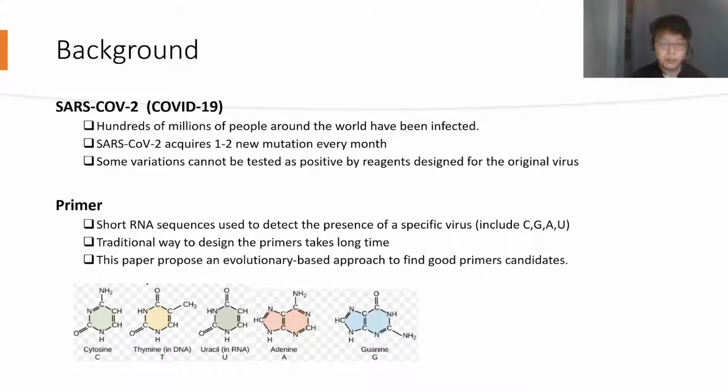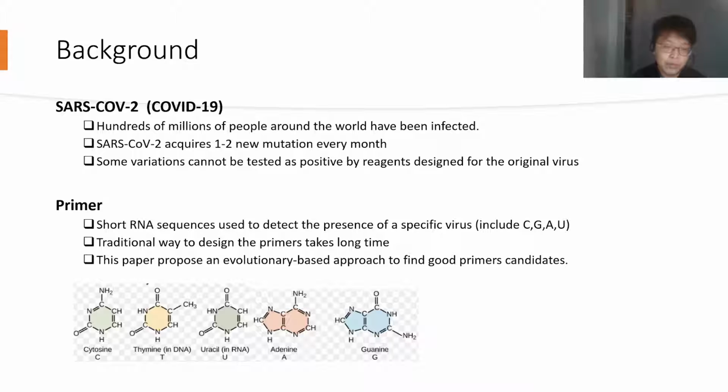Maybe you are unfamiliar with SARS-CoV-2, but you must know its member, COVID-19. It is the most popular topic today, where more than 100 million people have been infected since last year. And a more serious thing is that there are 1 to 2 new mutations, or what we call variations, of SARS-CoV-2 every month. Moreover, part of these variations may not be detected by the primer designed for SARS-CoV-2.